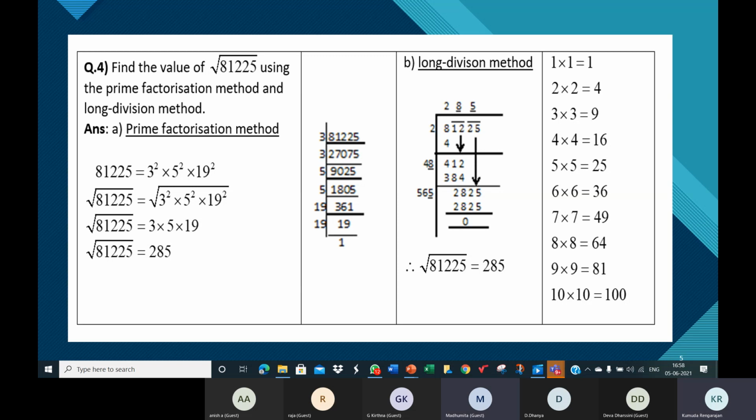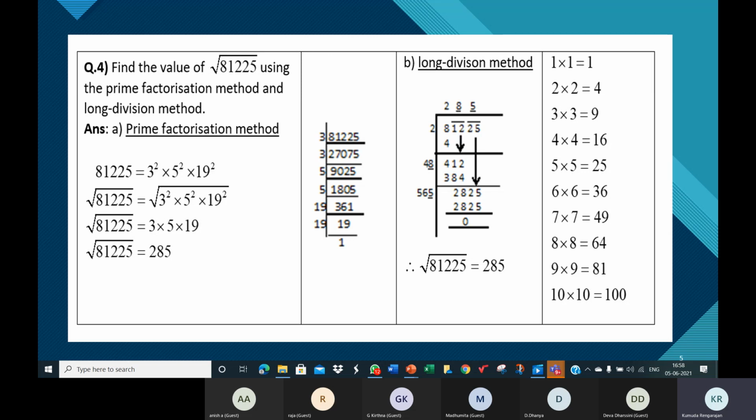2 and 8, ma'am. What is 2 and 8? 28. Double it. Double the quotient. No, children, please tell me. I'm not audible. Is my voice not clear? No, ma'am, it's audible, ma'am.